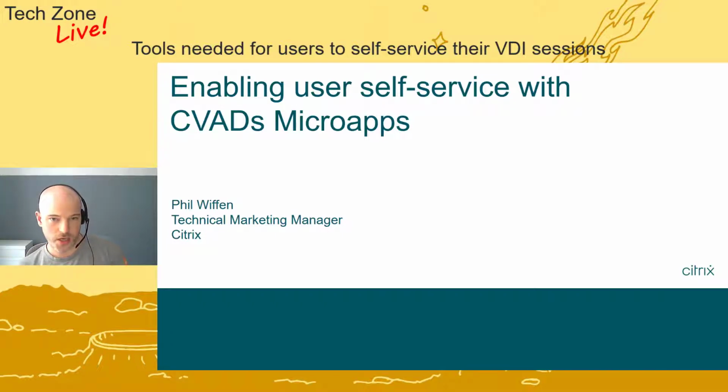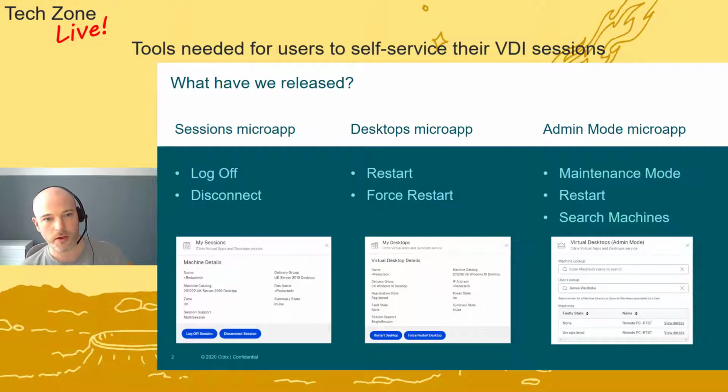So we've got 3 core use cases, or core microapps, that have been templated and released. We've got a sessions microapp, which enables users to check the status of their sessions, but also enables them to take action, so they can log off and disconnect straight from Workspace. Then we've got a desktops microapp, which out of the box will show you if you have a faulty machine. So let's say your VDI has got into a state where it's not working for some reason, and the CVAD service is reporting that it's faulty. We can bubble that up to you, and then you as a user can take action.